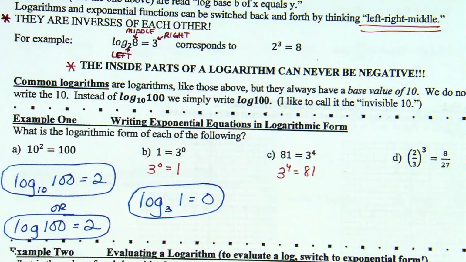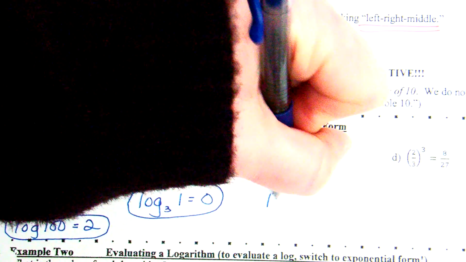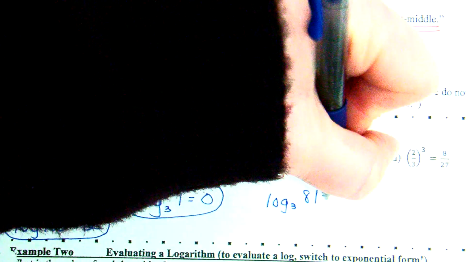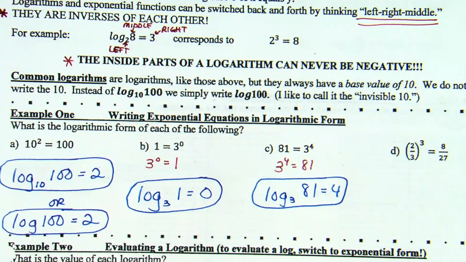Good deal. So, log base 3 of 81 equals 4. Okay. The last one. Should we skip it because it has fractions? No. Is this any more difficult because it has fractions? No. It's the same thing. Just because it has fractions does not mean it's impossible or difficult. Okay, so D.